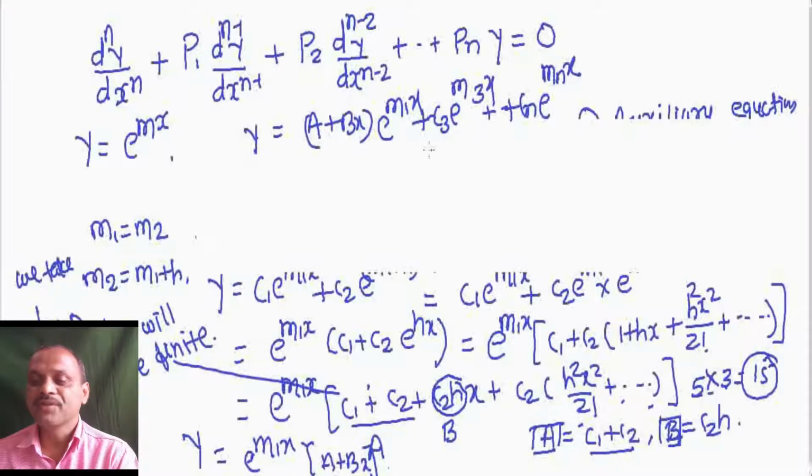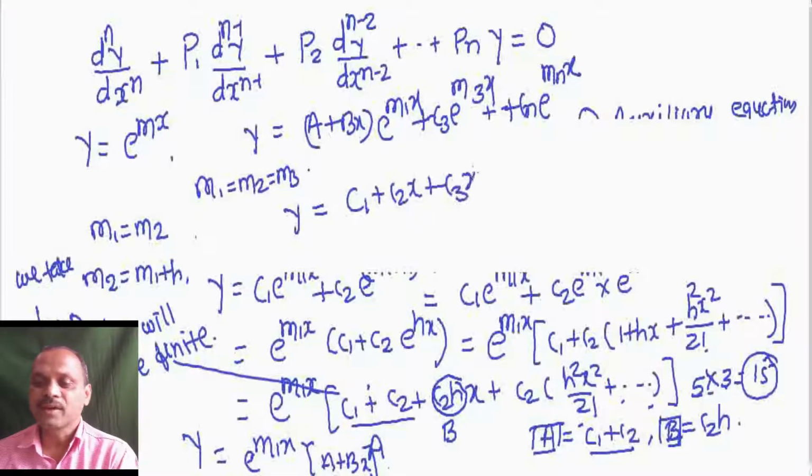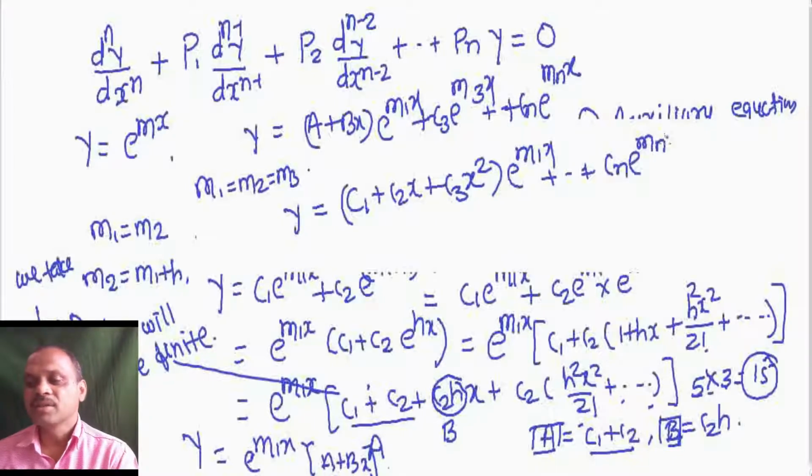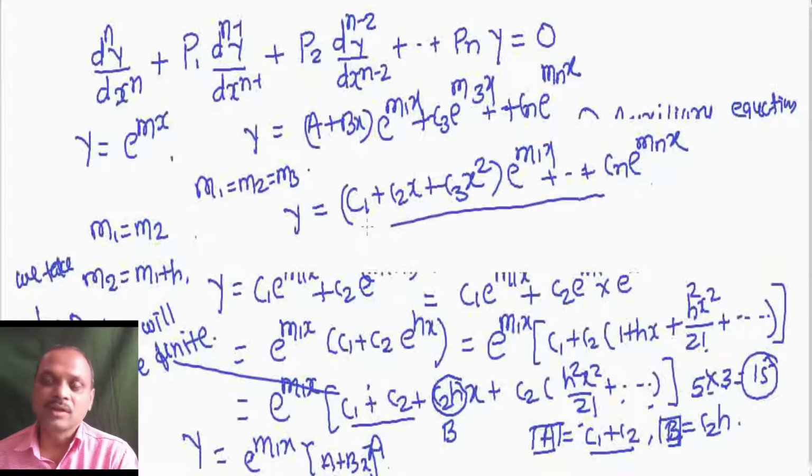Okay, and the number of constants now will be equal to the order of the differential equation. When three roots are equal, that means whenever m1 equals m2 equals m3, then the solution will be like this. We can write it as (c1 + c2x + c3x²) e^(m1 x) + ... + cn e^(mn x). So this is about when the roots of the auxiliary equation are repeated.